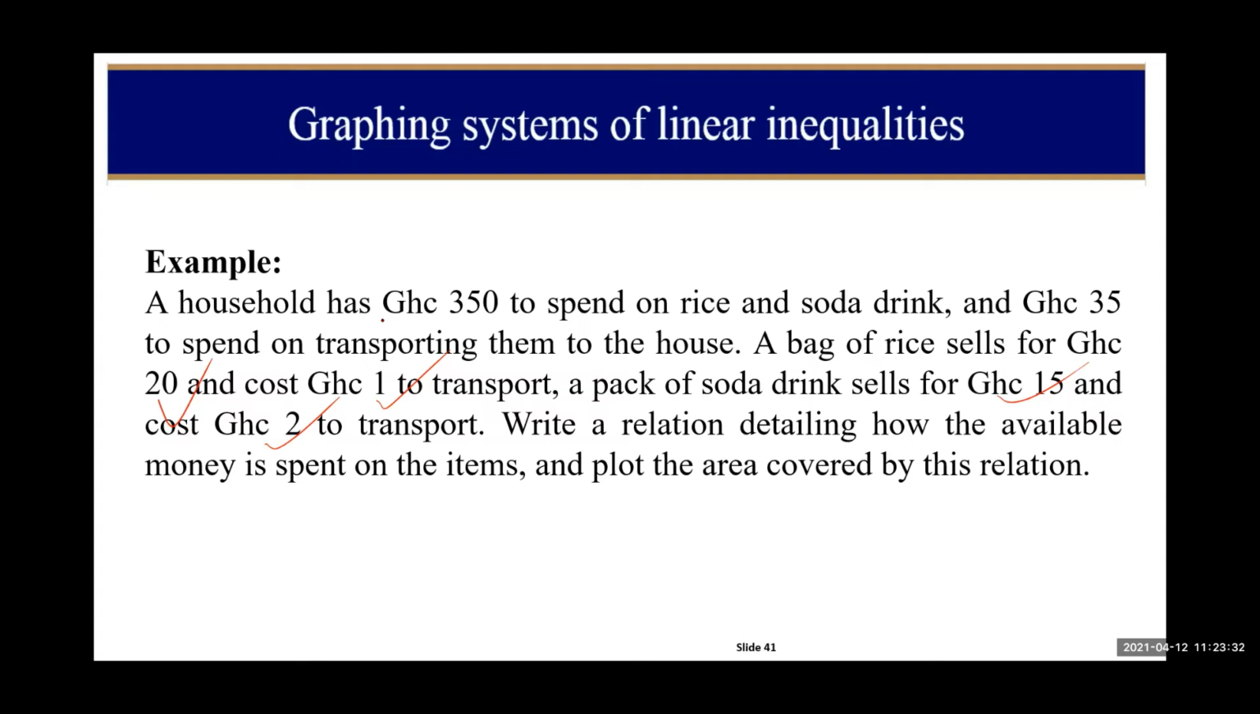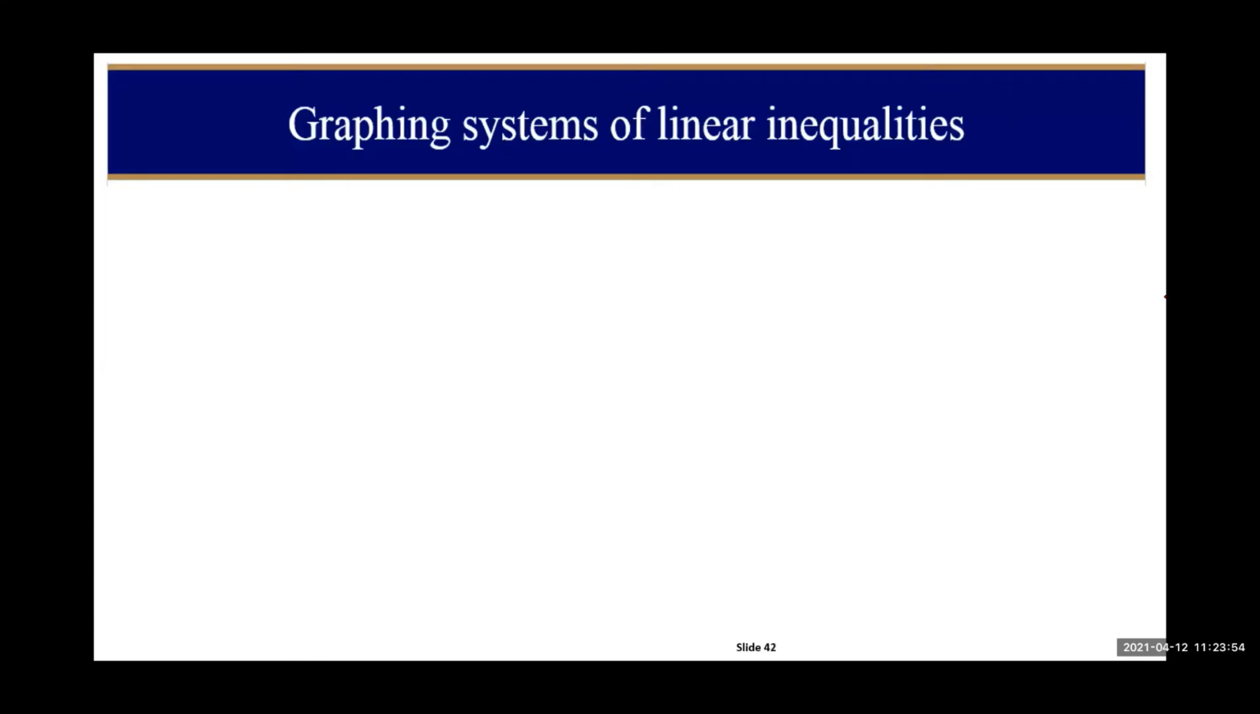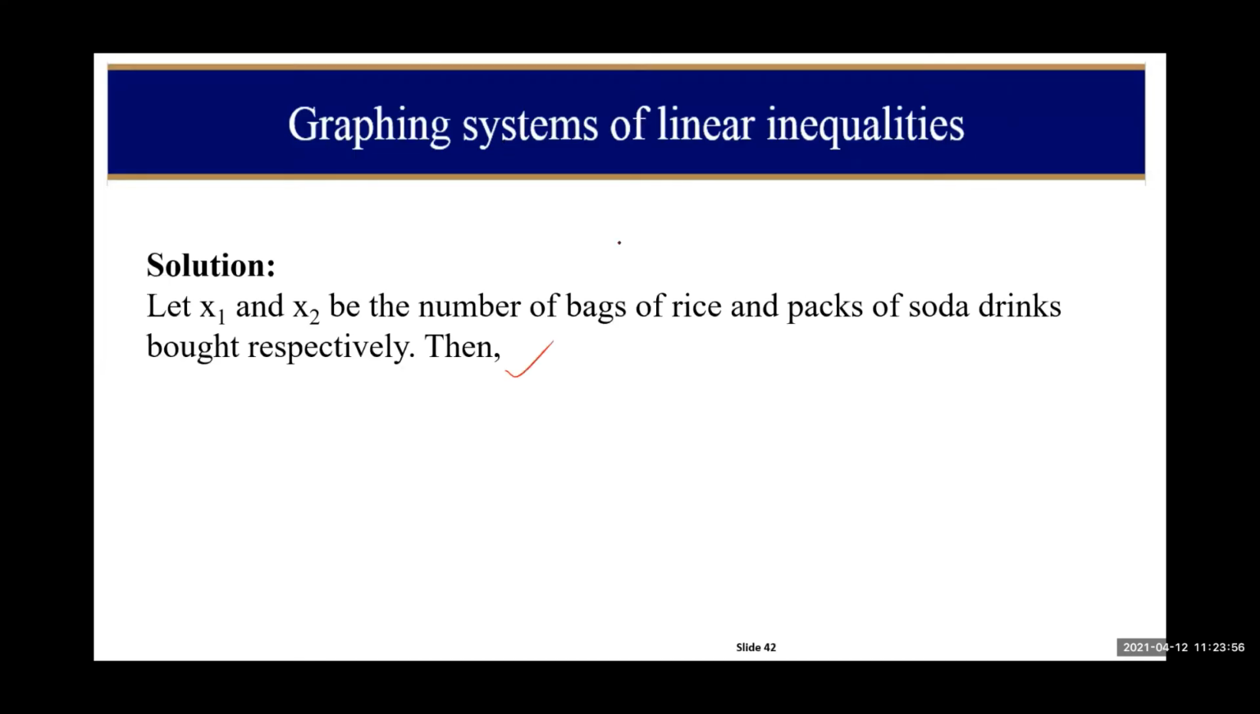Again, you need to define your decision variable first. After you define the decision variable, then you go further to write what? The equation. So we have $350 and $35 to spend to buy rice and to transport them. Given what is to be spent on each rice and how much to transport the product, we define our decision variable as this. Let x1, x2 be the number of bags of rice and packs of soda drinks bought respectively. Then this becomes our equation.